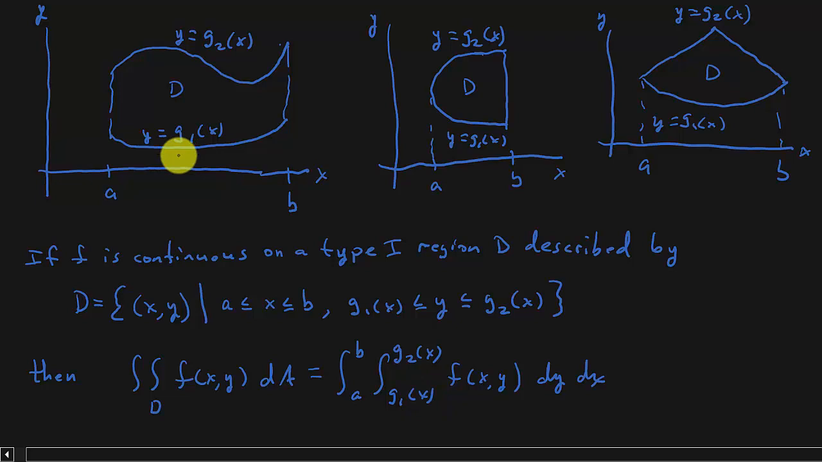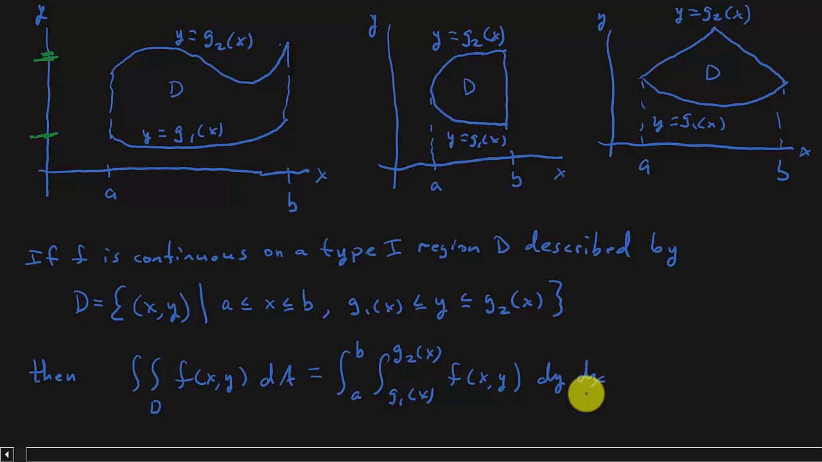So on a type 1 region, we've got our bounds over the x values. See, that's from a to b. And then you can see here we're going on our y values. You see that? We're going from here to here, and that's from g1 of x to g2 of x. There's our g1 of x to g2 of x. And then we're integrating with respect to y, and then we're integrating with respect to x. That's dy dx. All right.